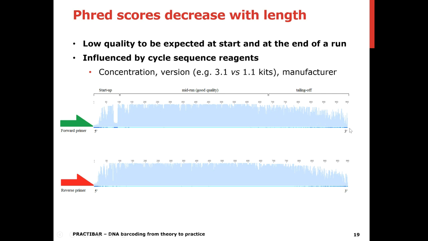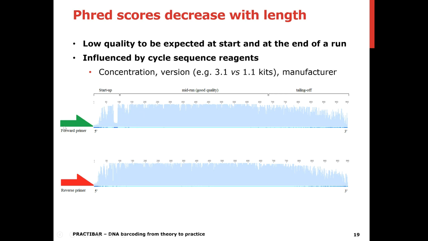And it's also influenced by the different kits you use. If you have longer reads, where you use 3.1, then the tailing off starts later, but then the startup is also a little bit larger.